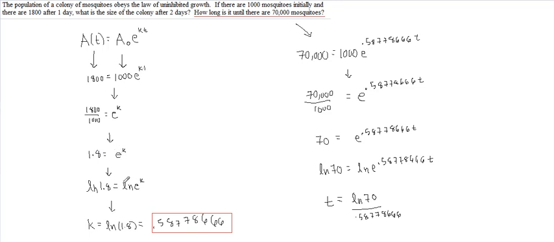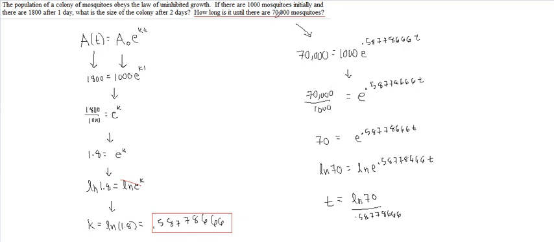And then if we ln both sides, then the ln of e cancels, because they undo each other. We just have the ln of 1.8, and then to find out what k is, we just type in our calculator the ln of 1.8. And this is k right here, 0.587786666.